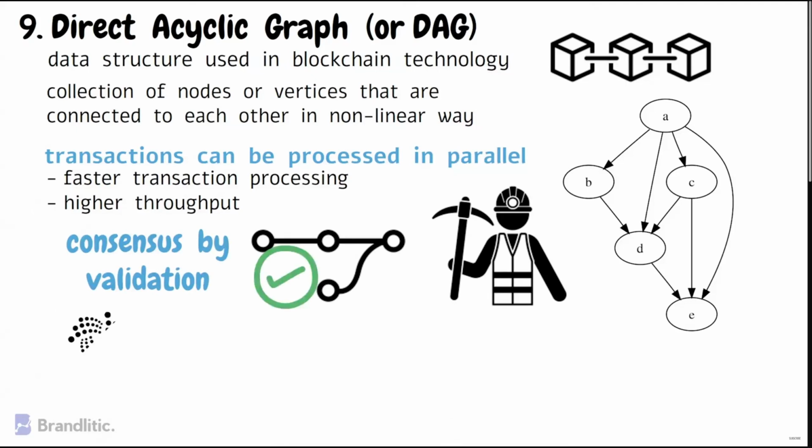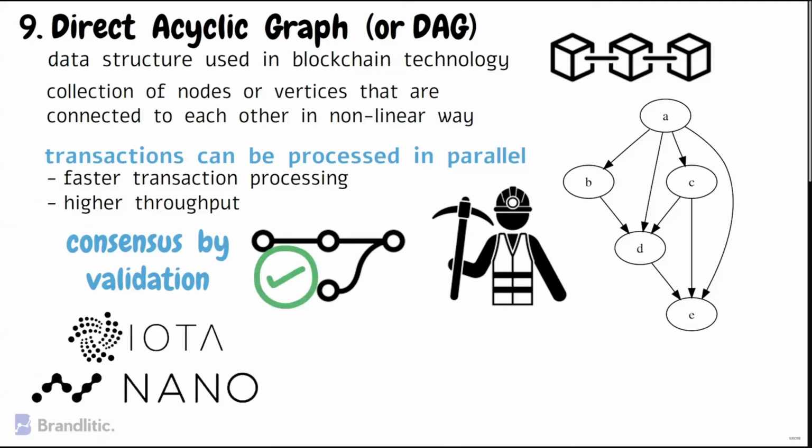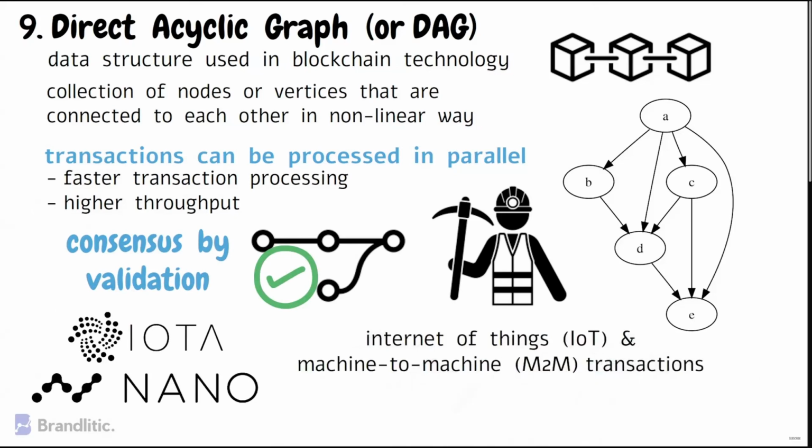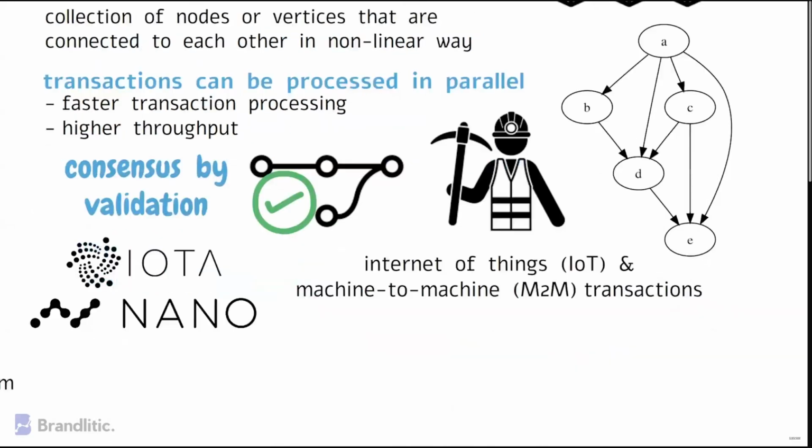DAG-based blockchain networks such as IOTA and Nano are often used in applications where fast transaction processing times and higher scalability is essential, such as Internet of Things or IoT, and machine-to-machine transactions or M2M transactions. Next, number 10, proof of capacity or POC.